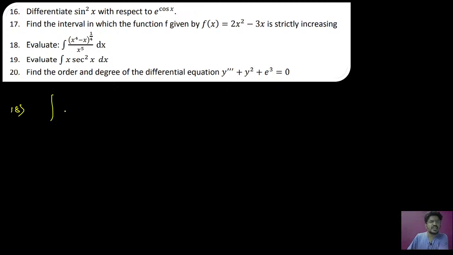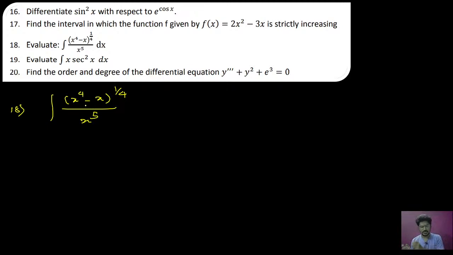So now the 18th problem is: evaluate integration of x raised to 4 minus x whole to the power of 1 by 4 divided by x raised to 5. Okay. See here, take x raised to 4 common, out of the bracket, and throw it outside. While throwing outside, please concentrate on the head of the bracket, it has 1 by 4.